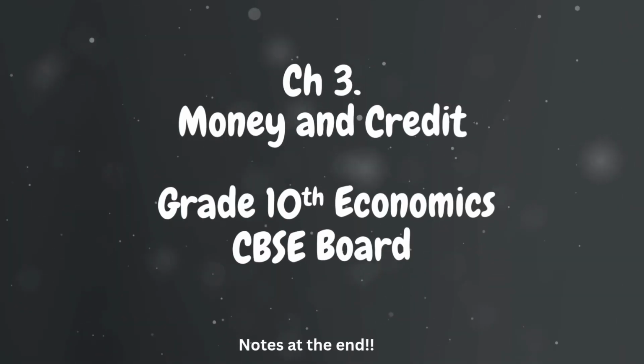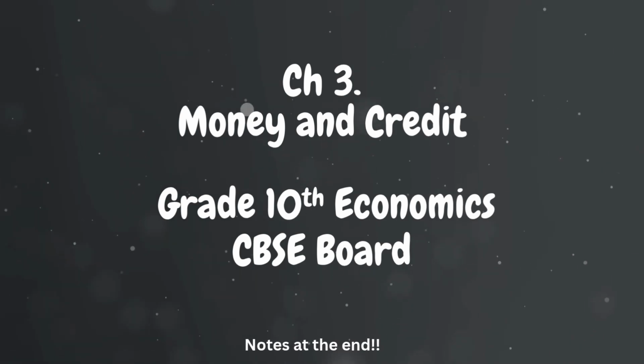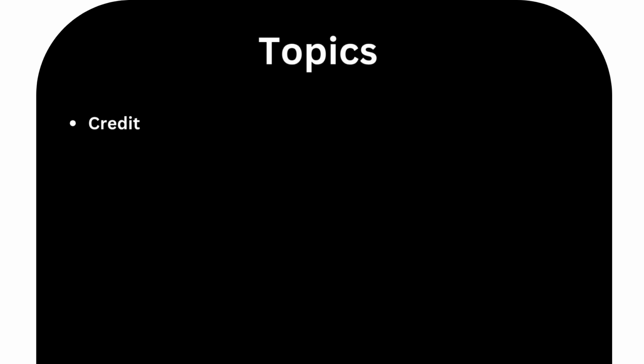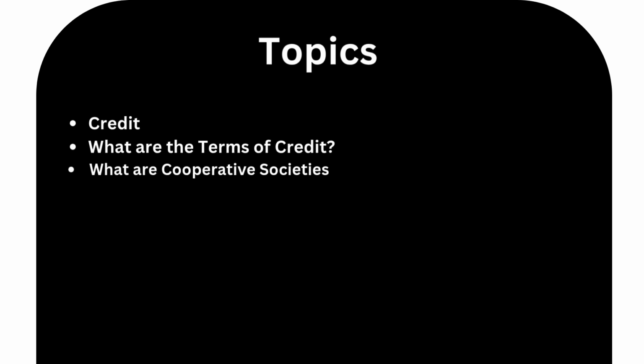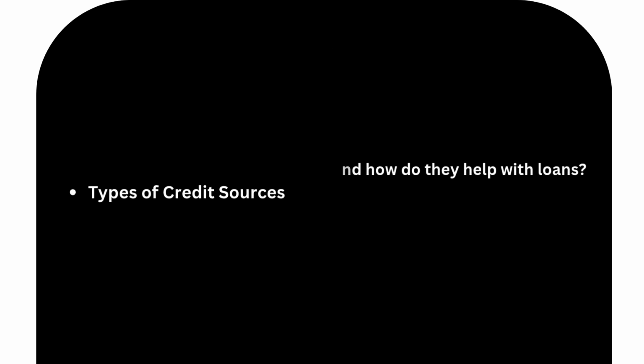In this video, we will discuss the third chapter of 10th grade CBSE curriculum, Money and Credit. We are going to continue our discussion on credit and talk about some very important things. What are the terms of credit? What are cooperative societies and how do they help with loans? Types of credit sources. Let's begin.